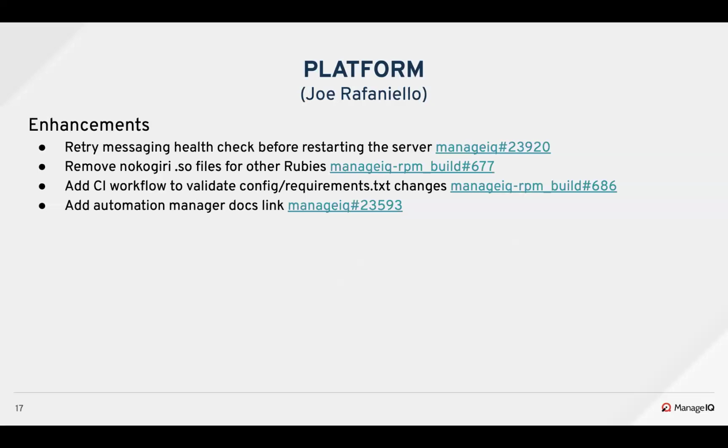Nokogiri comes with pre-built SOs for a bunch of Rubies, but we only ship one Ruby, so there's no point in having the rest. Also in RPM build, I added a CI workflow to validate the config requirements text changes. It essentially runs the Python install for the requirements to make sure that they're valid and that our Ansible runner tests work. And then on the core side, the Automation Manager docs link was added into the settings.